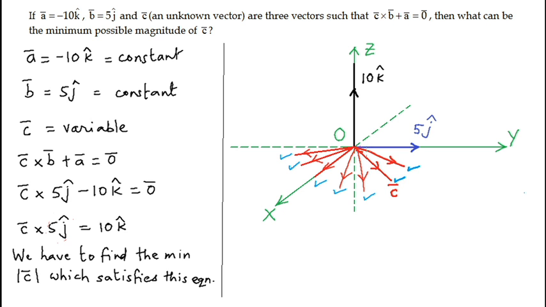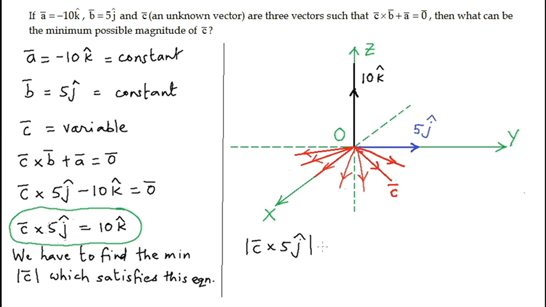So let us now concentrate on the acceptable directions of c bar. All of these directions are acceptable because they satisfy the equation c bar cross 5j cap is equal to 10k cap. Up till now we have only talked about the direction of c bar. Now let us talk about the magnitude. Remember, the magnitude of c bar cross 5j cap must necessarily be equal to the magnitude of 10k cap, which is nothing but 10 units.